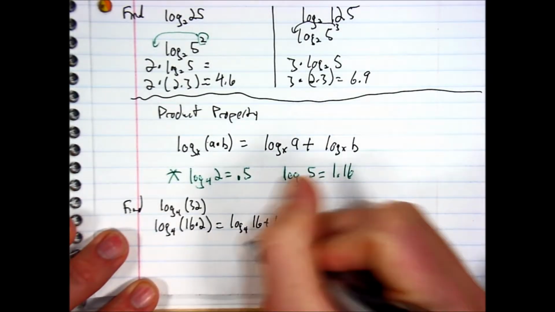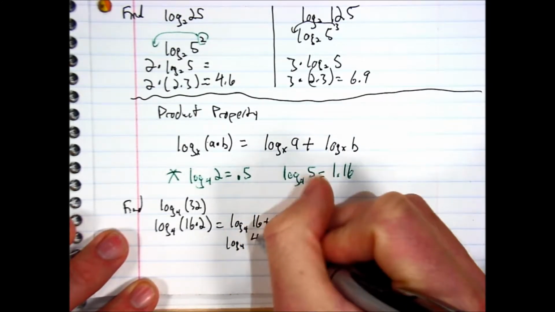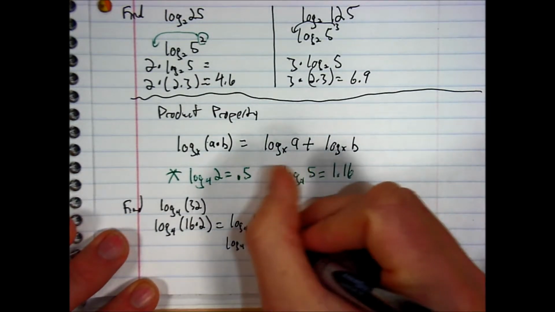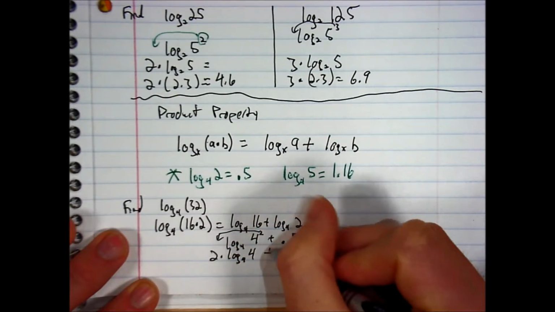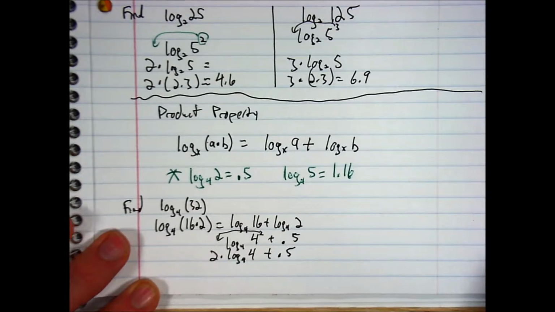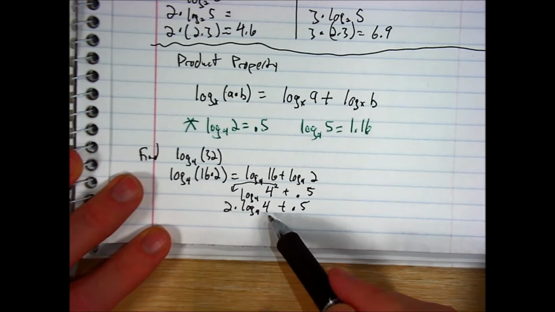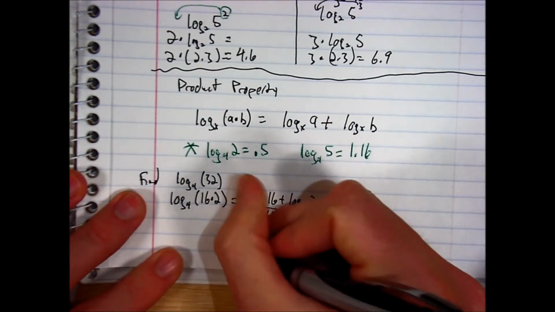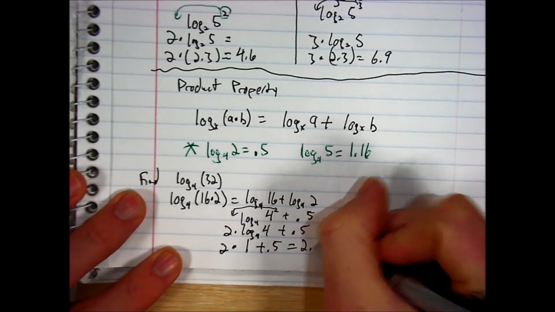This is going to be 0.5 from up here. And then we're going to get tricky here. We're going to rewrite 16 as a power of 4. 4 squared. So now I get to bring down that 2 in the front. Okay. Ooh, and log base 4 of 4. What do we know from our very first thing we looked at today? Whenever those numbers match, it equals 1. So log base 4 of 4 is 1. So you have 2 times 1 plus 0.5. We're going to end up with 2.5.